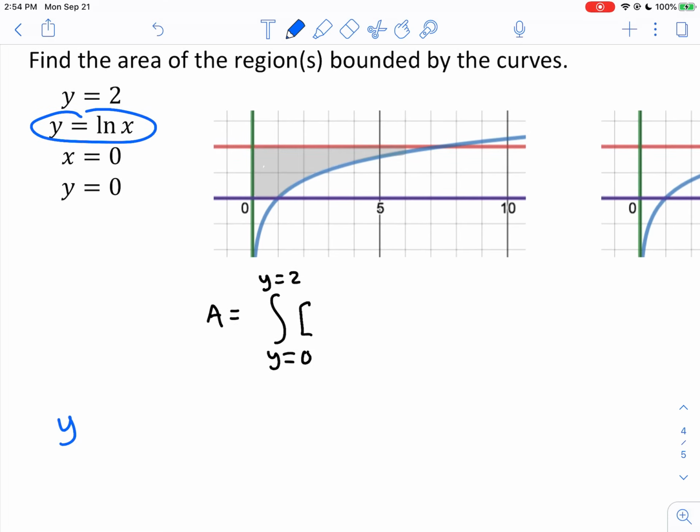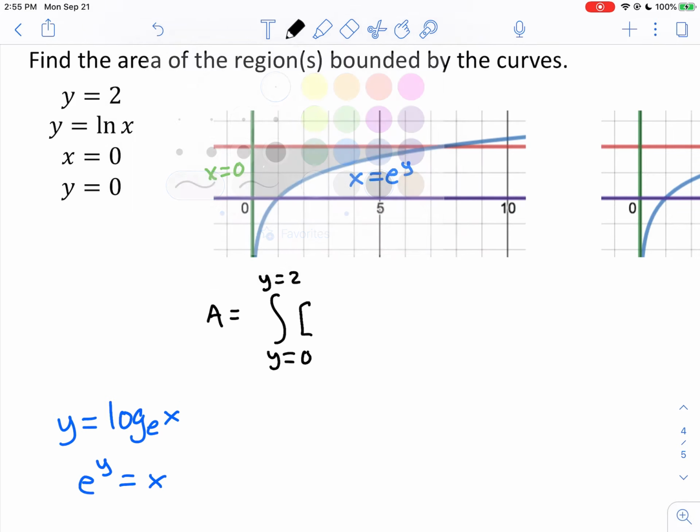Just a brief review: a natural log is the same thing as a log base e, and if you write this in exponential form, you take the base, raise it to that side, and it's equal to the argument of the log. So it would be e to the y is equal to x. And so x equals e to the y is the right curve, and the left curve is x equals 0. So when I set this up, I do right minus left. The right is e to the y minus the left of 0, and then dy.